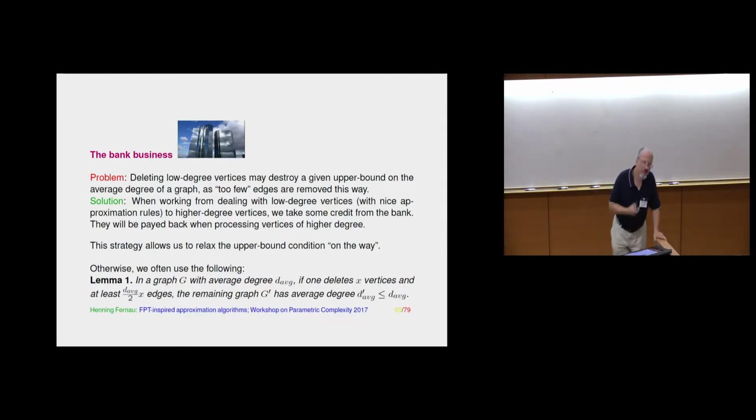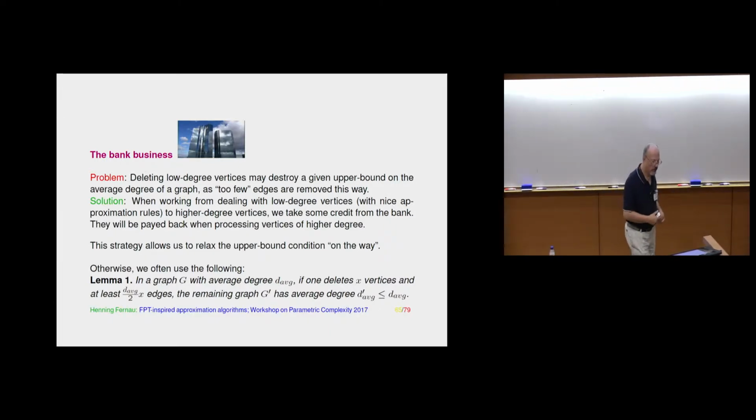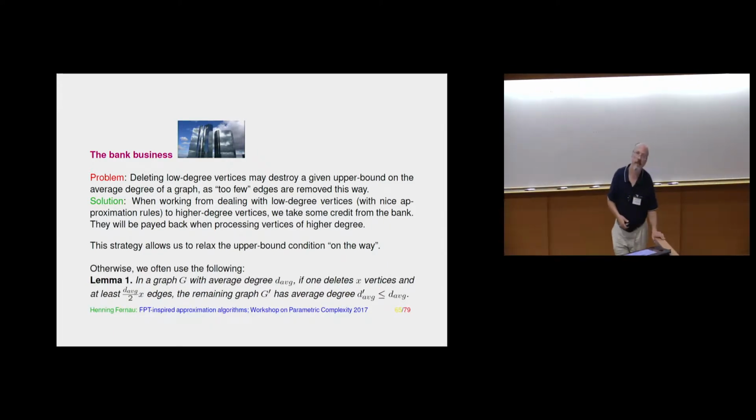So, which means that when working with low degree vertices, which I will actually process first for several reasons, the most important being that I know of all these nice exact rules that I want to apply to them, if I want to deal with these low degree vertices, then I will have to take some credit from my bank. And this credit has to be paid back when processing vertices of higher degree.